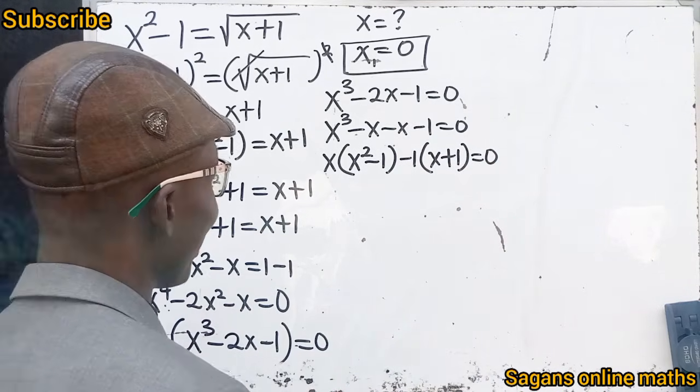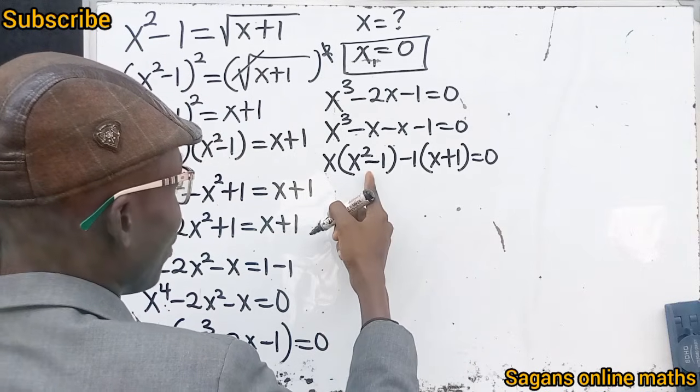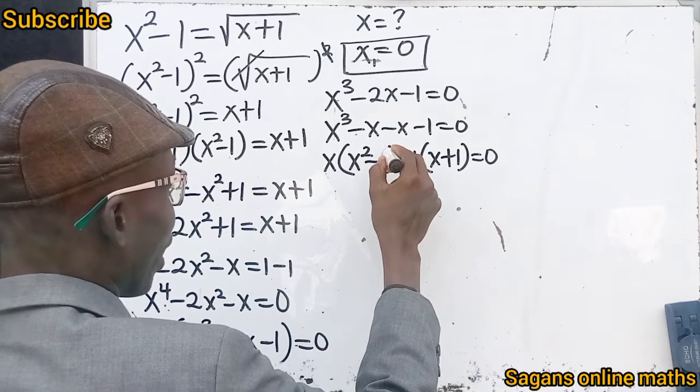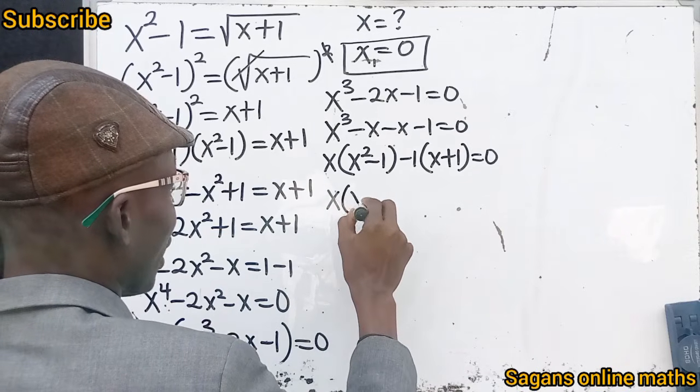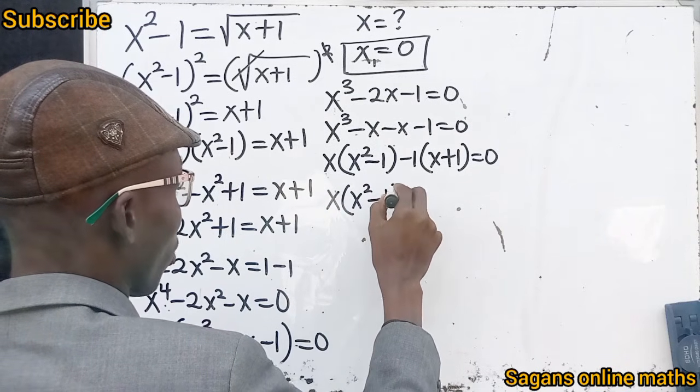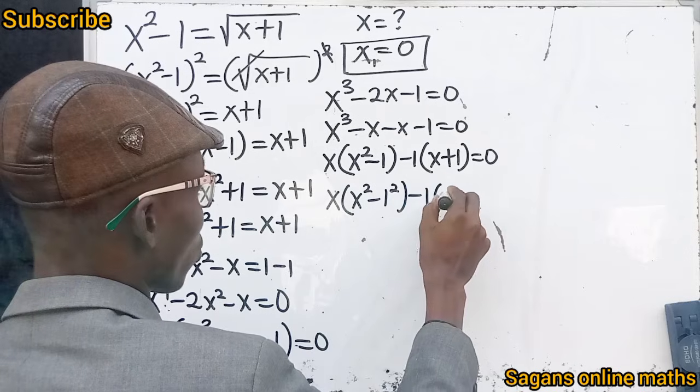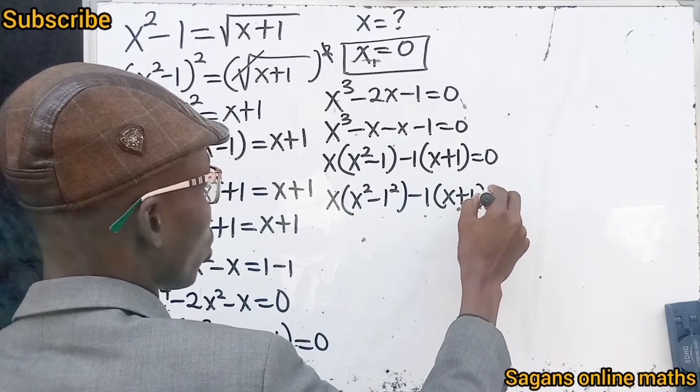Wow, this is amazing. Now in here we are having difference of 2 squares, because 1 is the same as 1 squared, right? So that means this is less than x into x to the power of 2 minus 1 to the power of 2, right? Minus 1 into x plus 1, or all this equals to what?